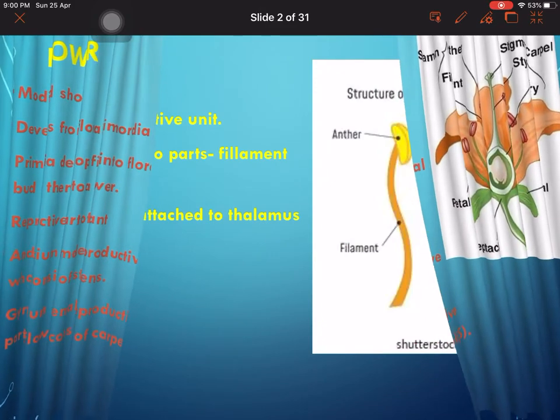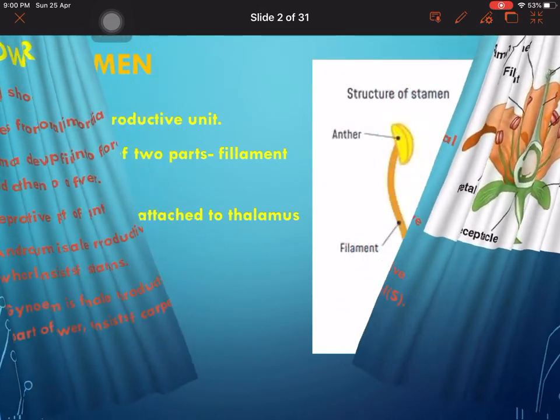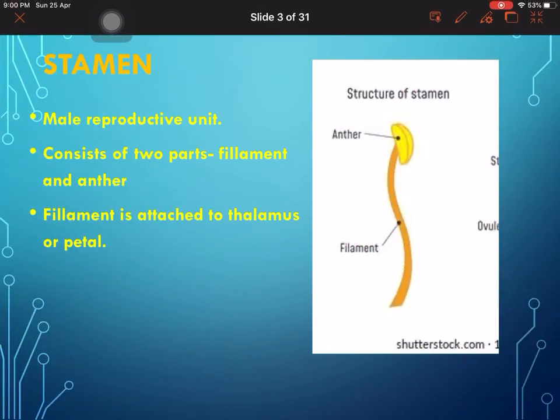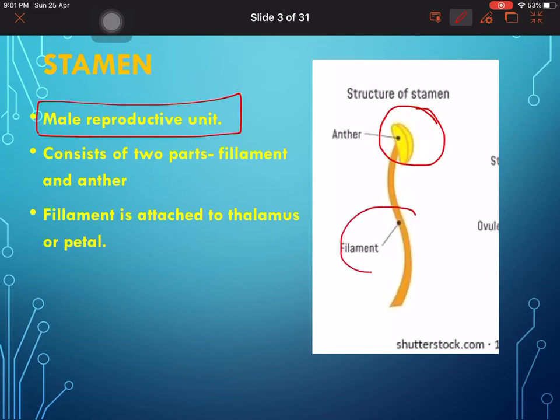Now the next thing is we are going to study the stamen. What is a stamen? It is the androecium, or you can say the male reproductive unit. Stamen is divided into two parts, anther and filament, attached to the thalamus or a petal.